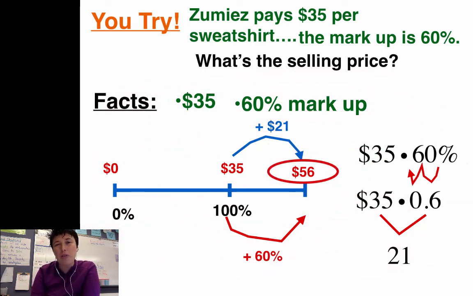So how'd you do? This was your you try. How's your double number line look? Do we have similar looking math? Did you end up with $56? Look how organized the work is. We're trying to make it so anybody can read and follow what we're doing. So is your work looking organized and neat? Take a look at your notebook and see what you think.